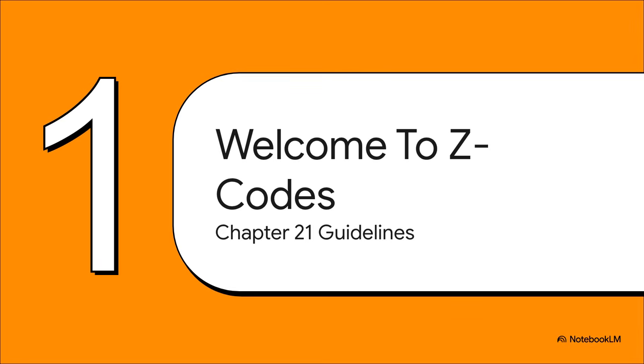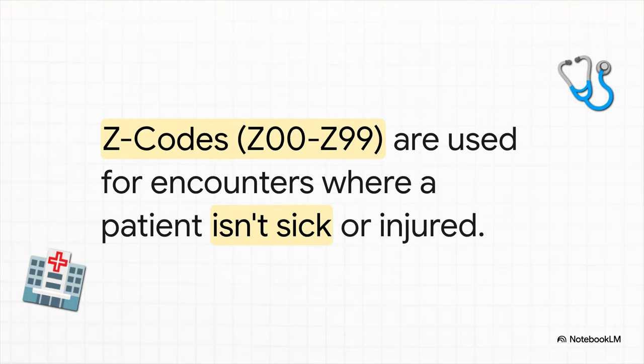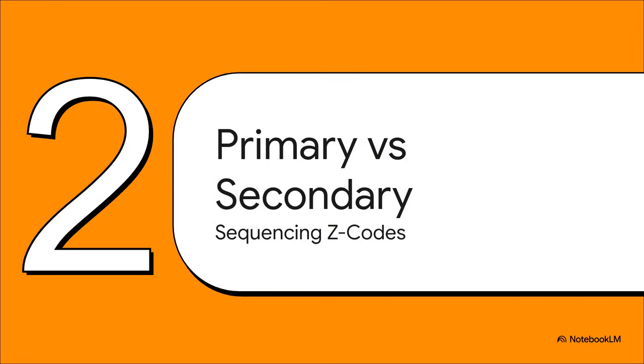Section 1. Welcome to Z-codes. To set the stage, we really need to understand exactly what Z-codes are. Found in Chapter 21 of the guidelines, the Z00 to Z99 series captures encounters where a patient just isn't currently sick or injured. Picture a completely healthy patient coming in for a routine annual physical, maybe a preventative immunization, or just some routine post-surgical aftercare. These non-disease circumstances are heavily tested on the CPC exam, and knowing exactly how to sequence them is absolutely crucial for grabbing those points.